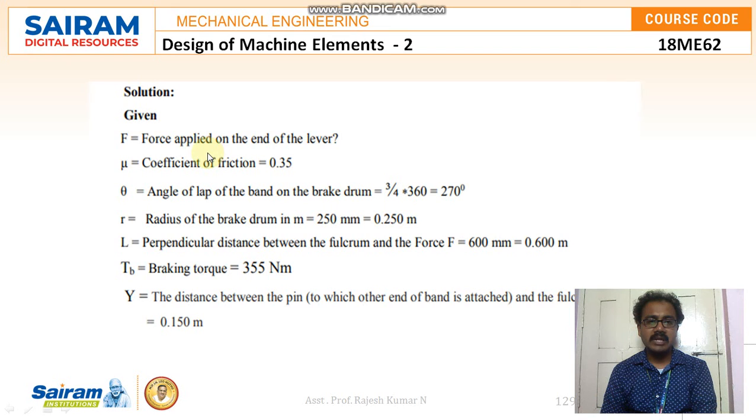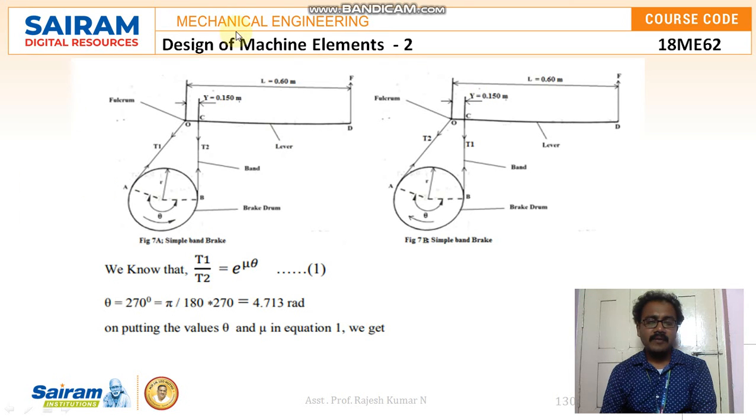We need to find the applied force at the end of the lever. Coefficient of friction is 0.35. The angle of lap of the band on the brake drum is 3/4 of the total angle 360, so it is 270 degrees. The radius of the brake drum is 250 mm, so 0.250 meter. L is the perpendicular distance between the fulcrum and the force, that is 600 mm, and the braking torque is 355 Newton meter. Y, the distance between the pin to which the other end of the band is attached and the fulcrum, is 0.150 m, or we can write it in mm also. The same thing is shown in the sketch.